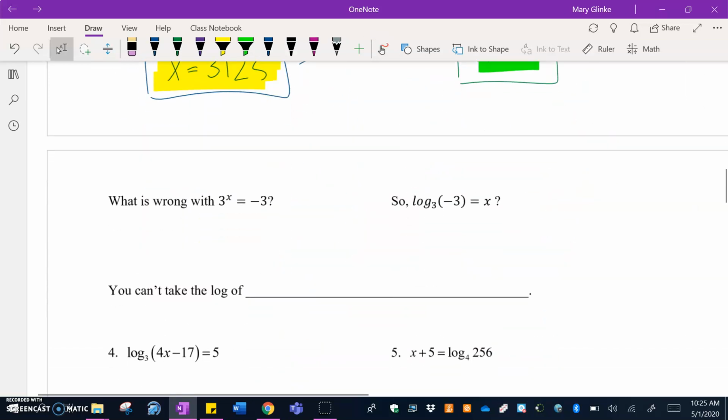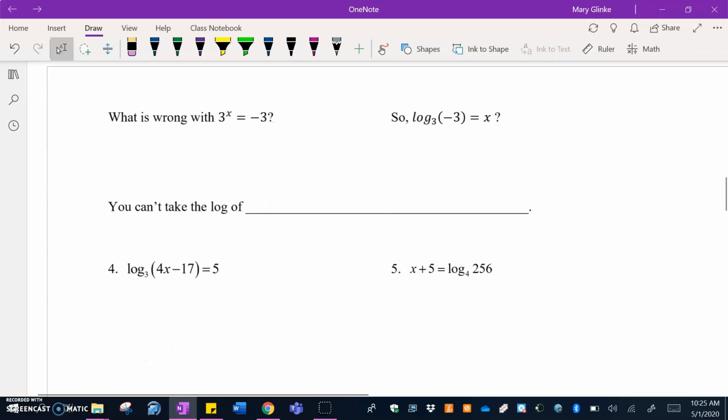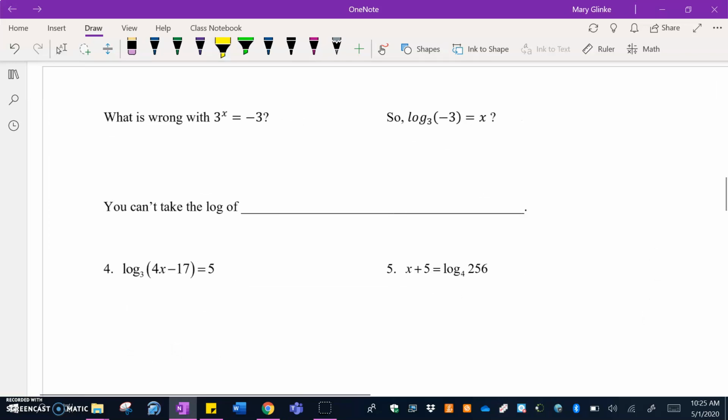So now let's take a look at why negatives don't actually work. If you were to look at this exponential equation on the left-hand side, 3 to what power equals negative 3? You're trying to think about what x could be. 3 to what power gives you negative 3 as an answer? Nothing works. You can't figure out anything there that's going to work.